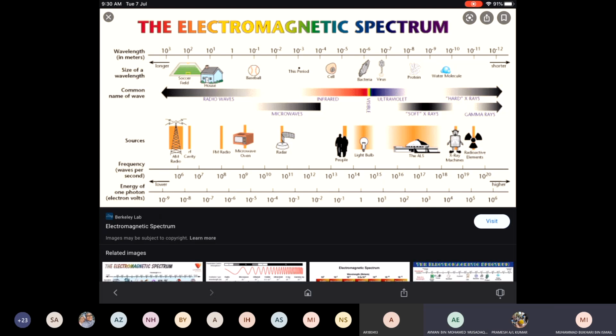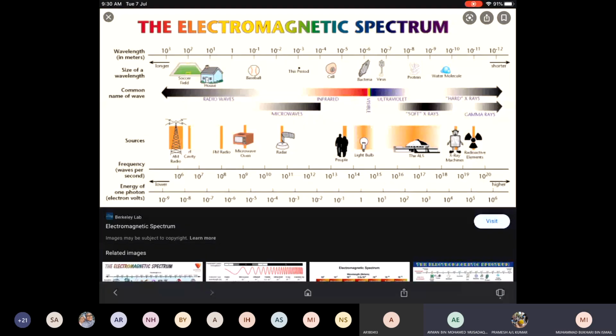Dia terbalik eh. Kalau wavelength to the right, shorter. Tapi kalau frequency to the right, higher. Okay, next ada punya energy. Awak tengoklah to the left the smaller, to the right dia bigger.